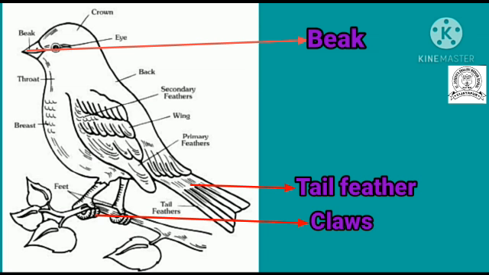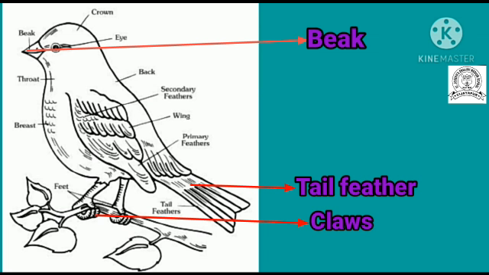So got it now, children? What are the bird's body parts? Once again I will tell. Beak, throat, breast. The next ones are the feet, claws, tail feather, wing feather. These are the parts of the bird's body. And the bird's body has different functions.